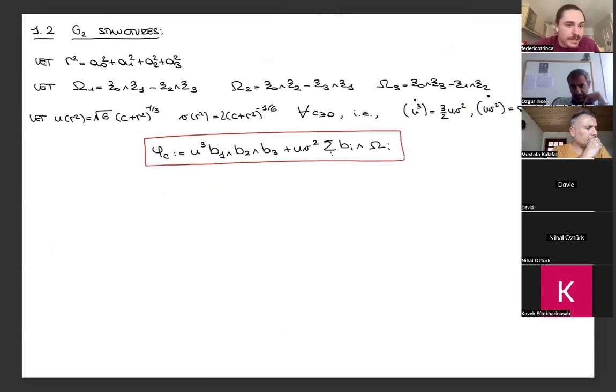So the idea is that if I pick r squared to be the distance from the zero section, so a0 squared plus a1 squared plus a2 squared plus a3 squared, then I can define my G2 structure as u cubed b1, b2, b3, where u is just a function of r squared, plus uv squared, sum over i of bi wedge omega i, where omega i are the anti-self-dual two forms given by the vertical one forms.